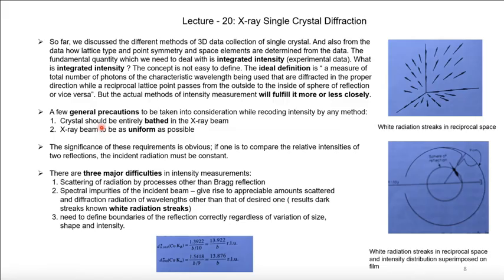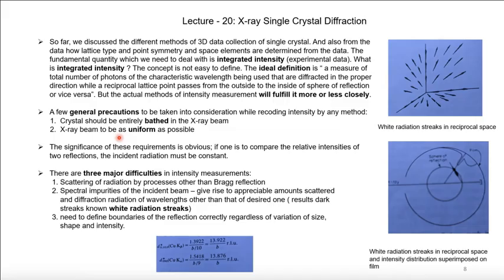We should not do that. If we do this, then we will see that we are missing lots of information, and the data we collect may lead to an incorrect crystal structure determination. Okay, so the X-ray beam should be as uniform as possible. These two general precautions we have to take very much into consideration when we are collecting intensity data from a single crystal diffractometer, or even the film method.